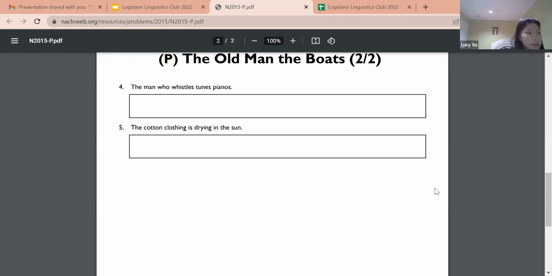Okay, and lastly, number 5, you could do the cotton clothing is drying in the sun, the doll is drying in the sun, or the cotton clothing is made of is drying in the sun. So in the first one, clothing is drying in the sun. In the second one, the doll is drying in the sun. And in the third one, the clothing is drying in the sun. So clothing could be a modifier for cotton.